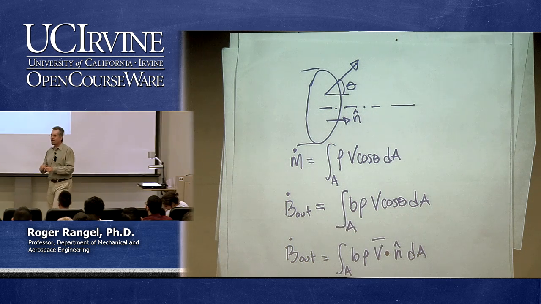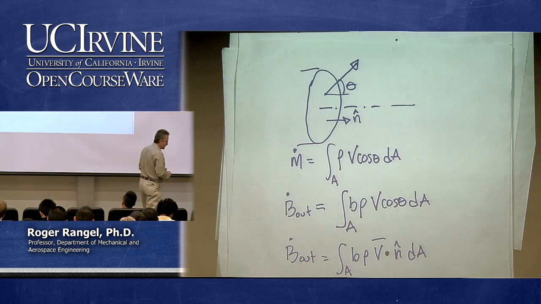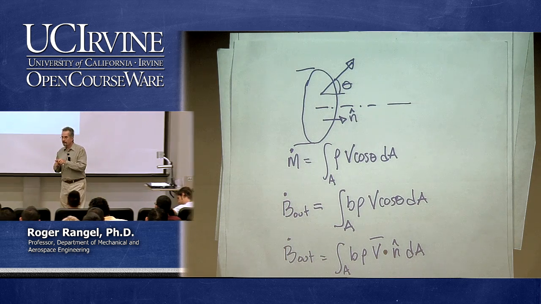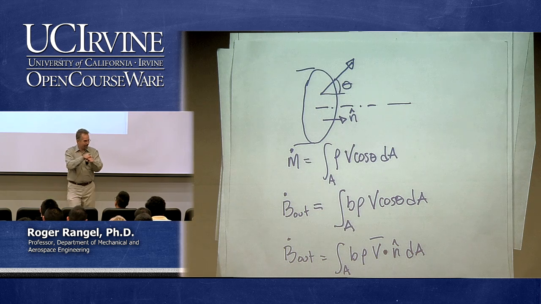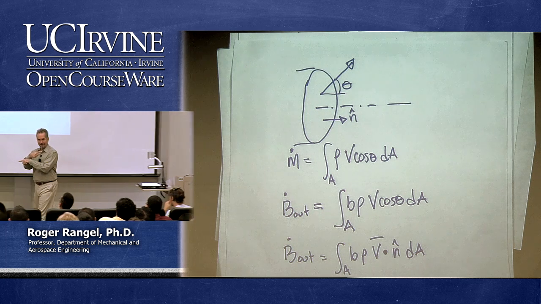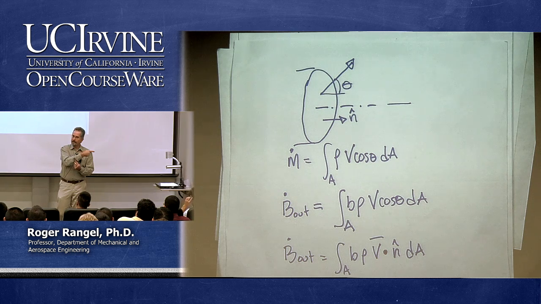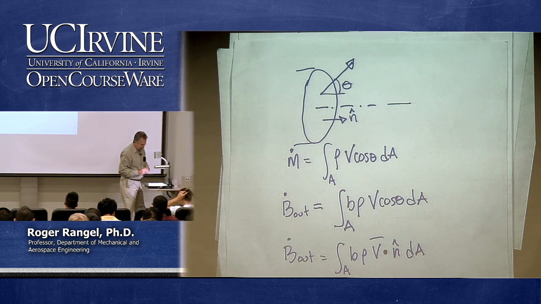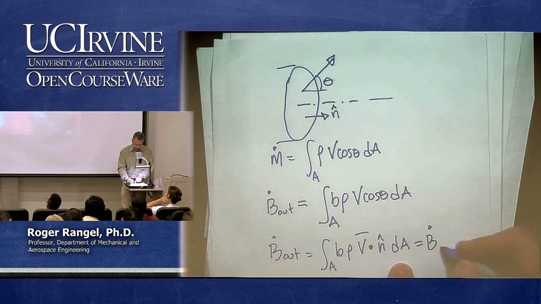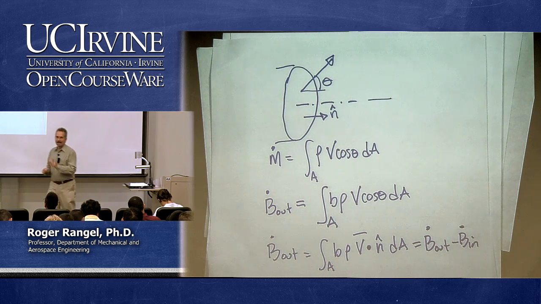Now it turns out that I can include the other one, the B dot in, in the same expression, because V dot n will be positive when the angle is less than 90 degrees. But if the angle is more than 90 degrees, V dot n will be a negative number. And therefore, it will be the flow going in. So in fact, this is not just B dot out. Once you put it like that, this is B dot out minus B dot in. So you have both terms in one.